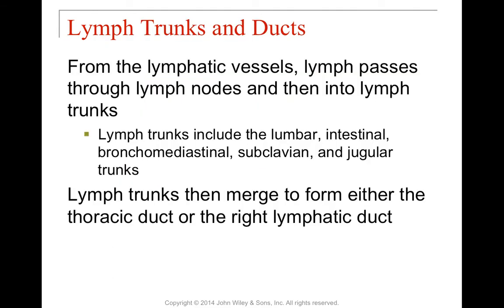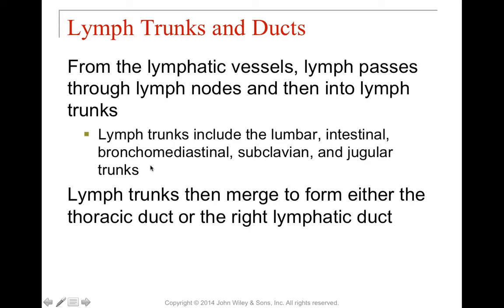So from those vessels, the lymph passes through lymph nodes, and I mentioned the lymph nodes are going to help degrade and digest and attack any foreign bodies that might come from invading microbes. And then eventually it'll feed into the lymph trunks. And we have a couple major lymph trunks. And again, these are going to run similar to where we see our vasculature, right? We have the lumbar lymph trunk, the intestinal, the bronchomediastinal, the subclavian, and the jugular trunks.